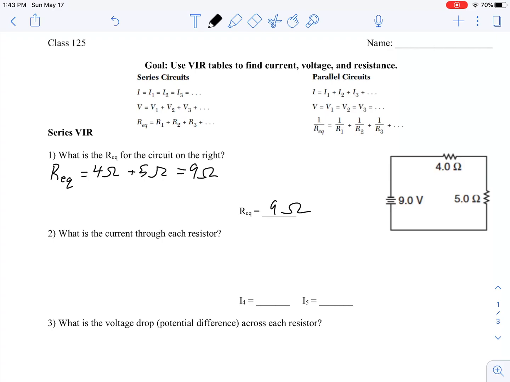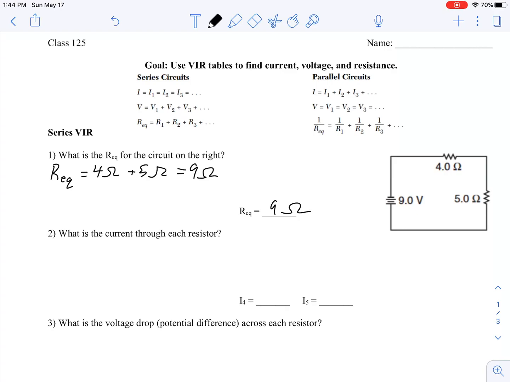The next one says, what is the current through each resistor? So one thing to remember is that the current is the same everywhere in a series circuit. I would write that down right here. The current is the same everywhere in the series circuit. So if you get it in one place, you get it everywhere. A lot of people might get stuck here and say, I don't know, there's no current values anywhere. I don't know what to do here.